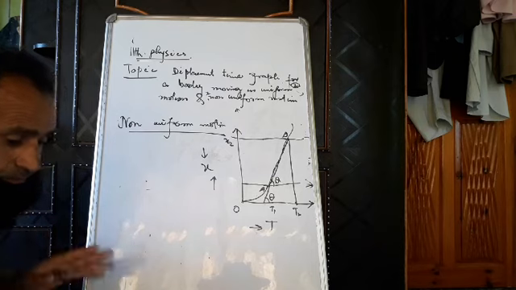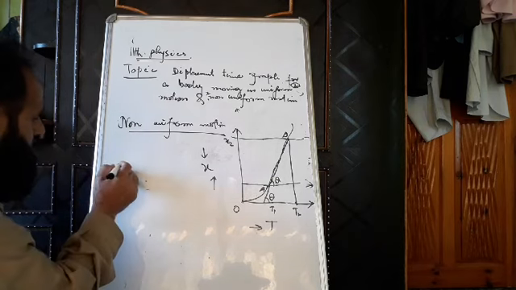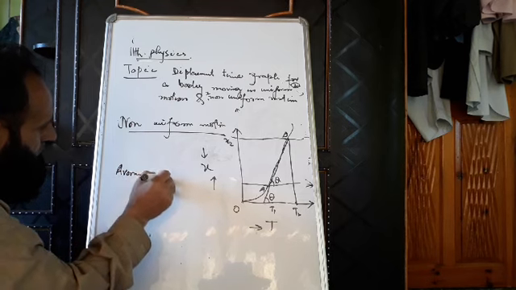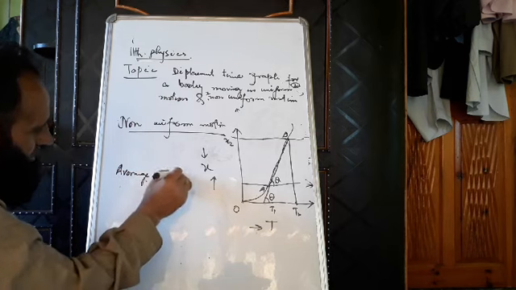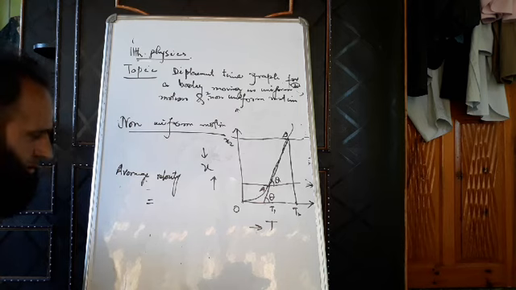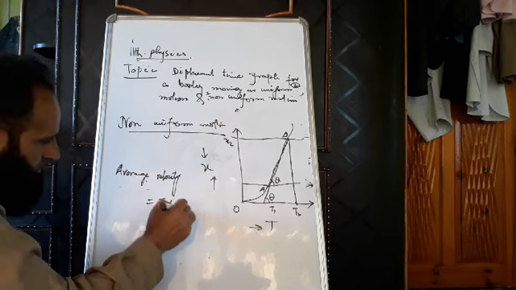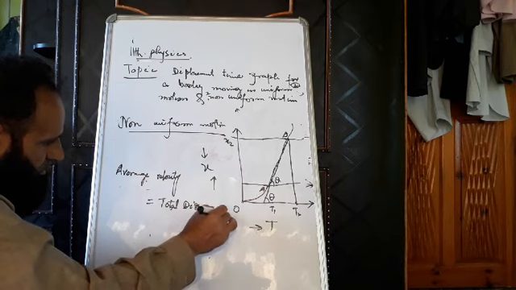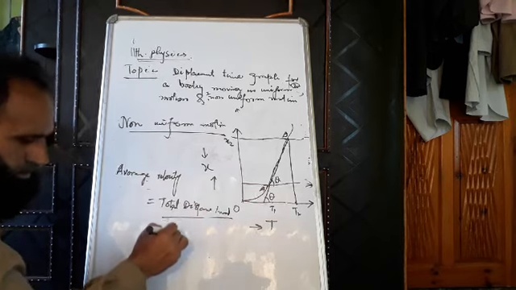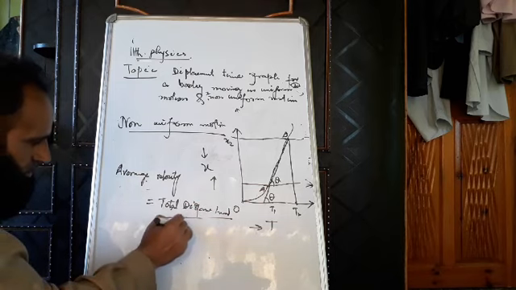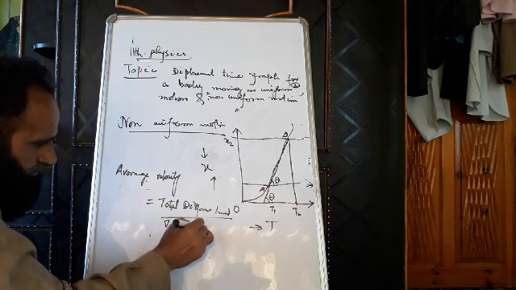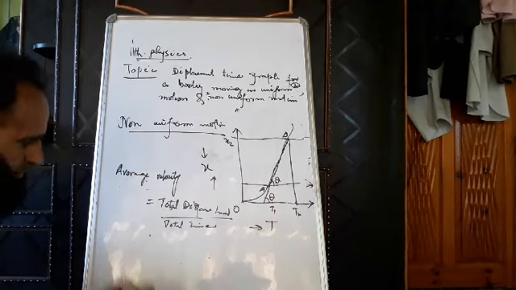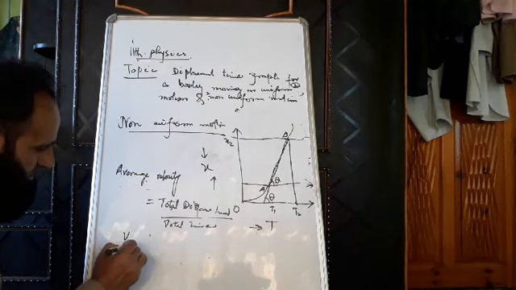Here we find the average velocity. Average velocity is the total distance traveled divided by the total time taken. We can find the average velocity V.